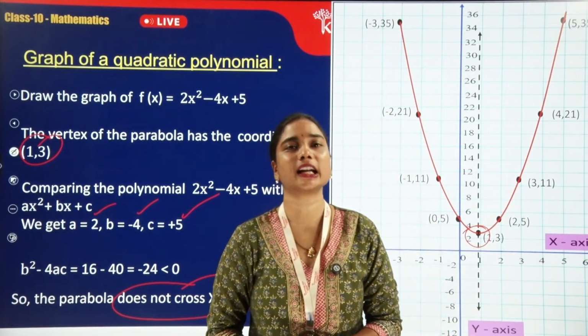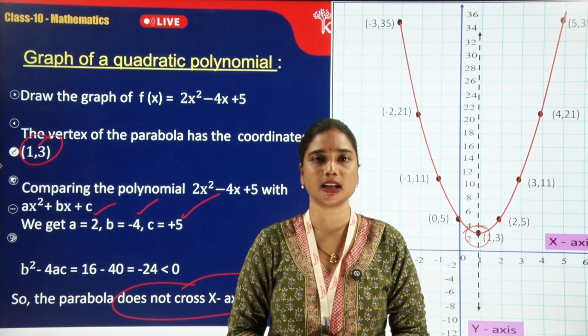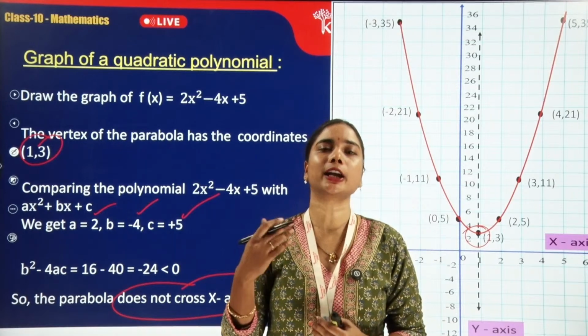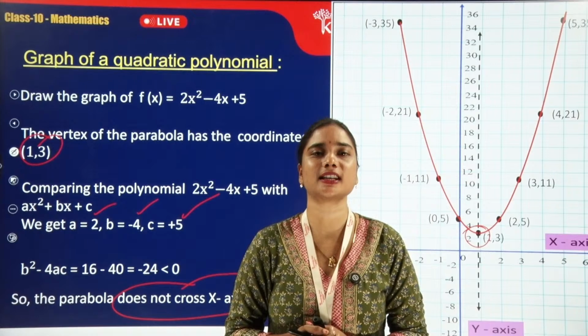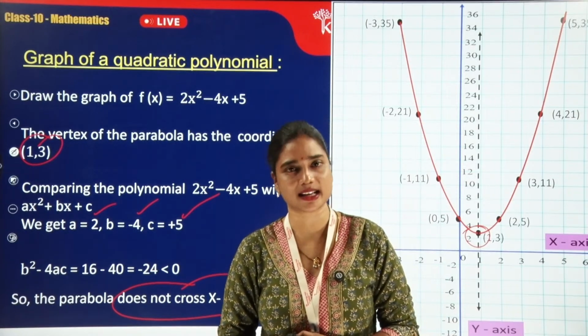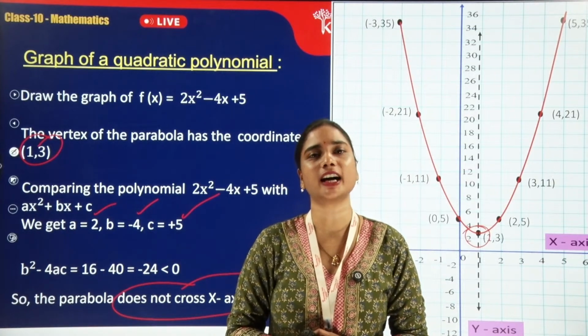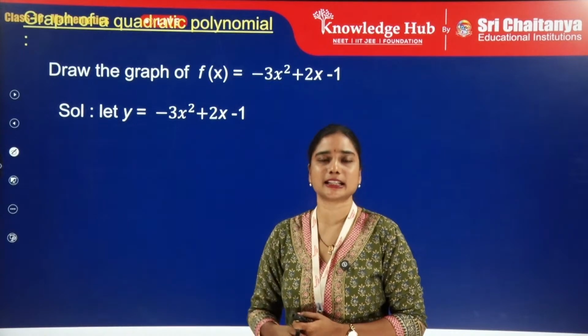So from this we can conclude that if for a parabola b square minus 4ac is negative, or less than 0, that parabola doesn't touch the x-axis or cross the x-axis. It will stay away from the x-axis. Understand? So let's consider one more example also.